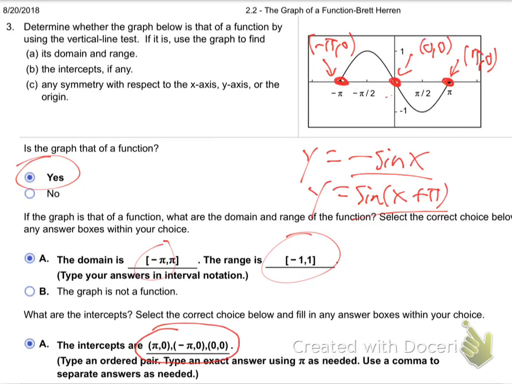Does this graph have symmetry? Do you know? Have we talked about symmetry yet, whether the graph has symmetry? Let's do that. So if we have this graph like that, this one.